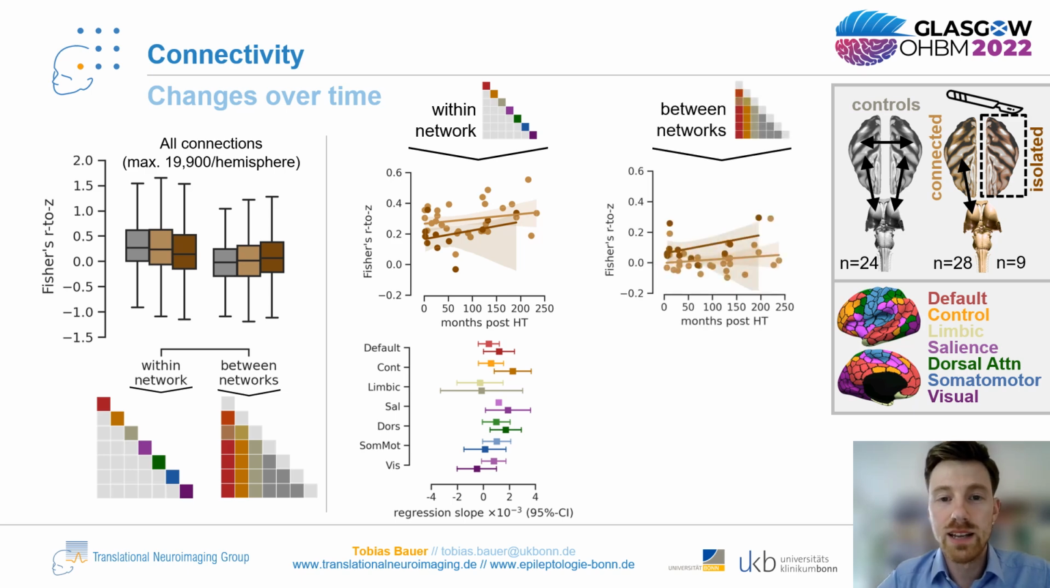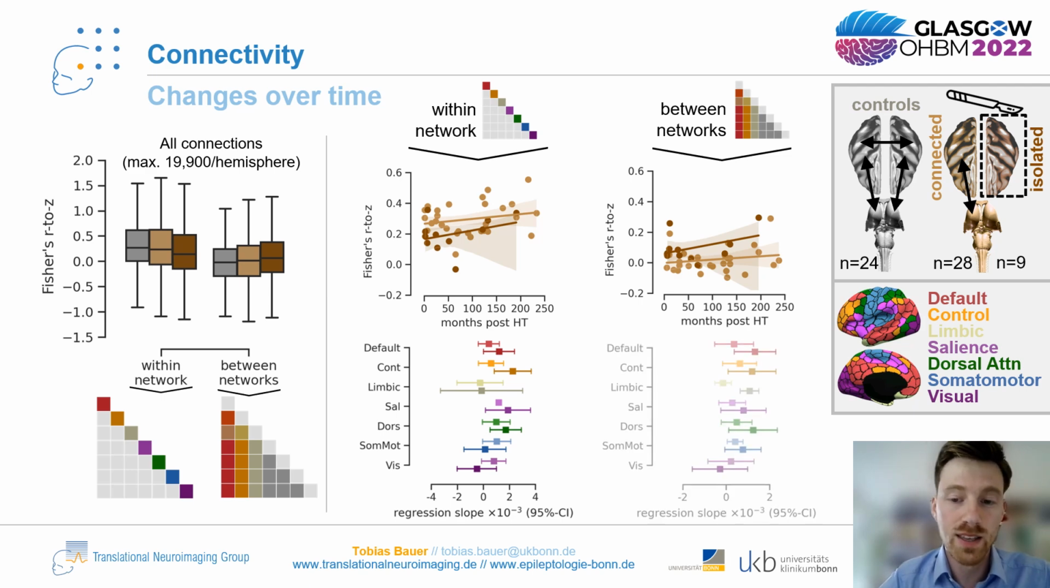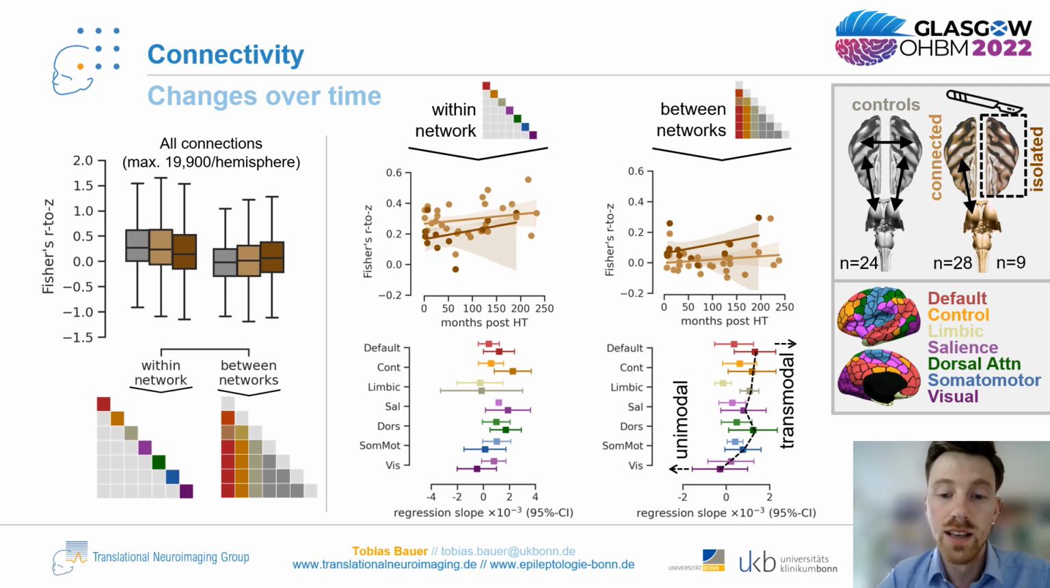More interesting again, between-network connections. Here also we see an increase in connectivity both on the connected and even stronger on the isolated hemisphere. If we look at this per network, we see a gradient showing that the strongest increase in connectivity on the isolated hemisphere is found in the transmodal networks, so in the default mode network and control networks, followed by limbic and salience networks, while there is the weakest increase in the unimodal networks, visual and somatomotor network.